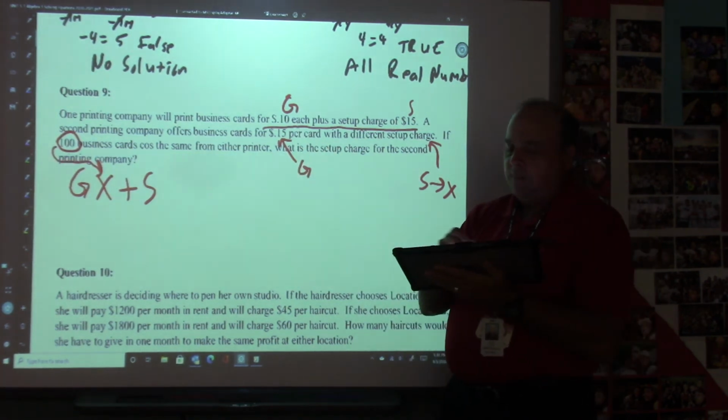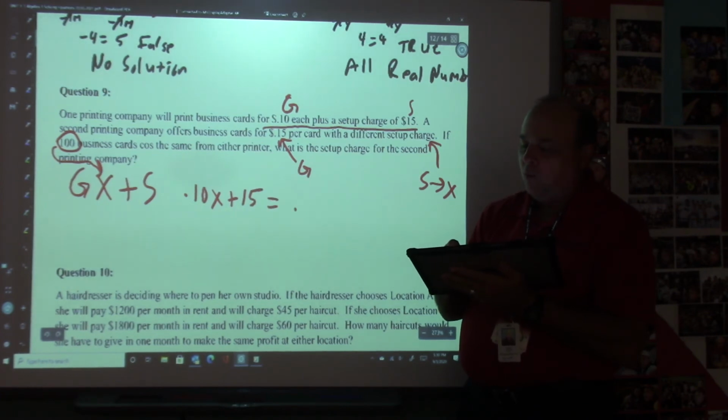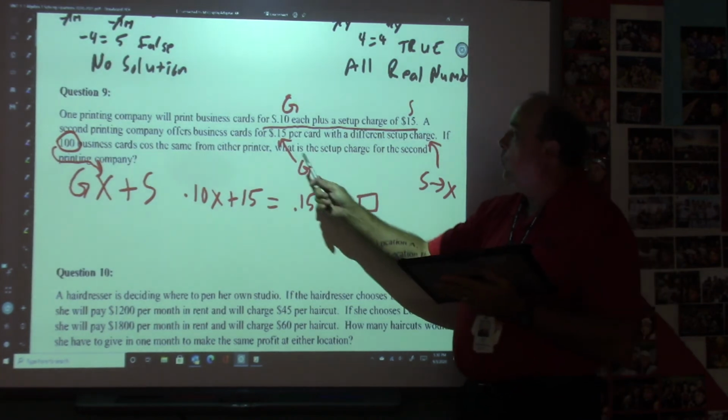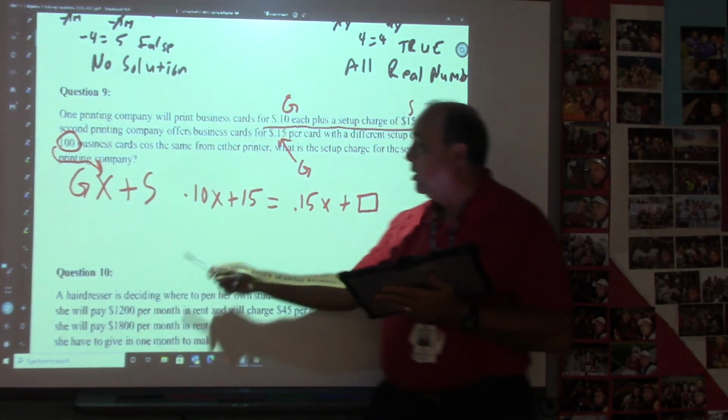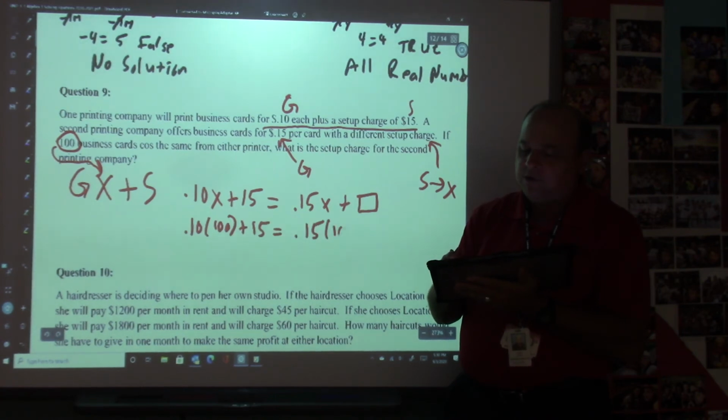So let's set this up. We're going to have 0.10x plus 15 equals 0.15x plus something we don't know, right? We don't know what this cost is. So we know that we're going to get 100 business cards. So let's put 100 in here. 0.10 times 100 plus 15 equals 0.15 times 100 plus, and let's make this y.